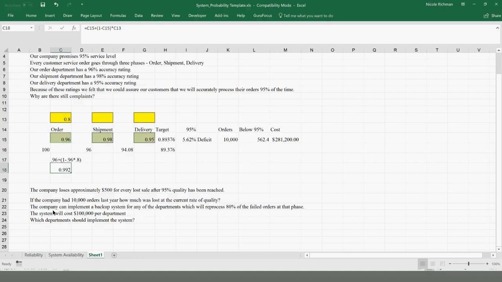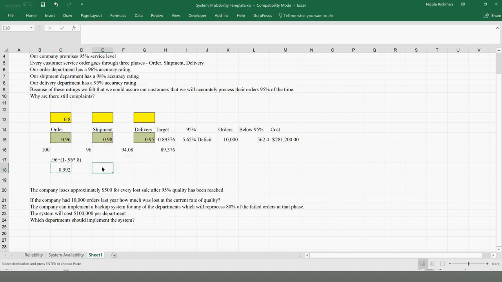So in this case, the company can implement this system for each department, but it costs $100,000 per department. Which departments, if any, should implement this system? Well, it's costing us $280,000. So if we implement it in all three, then we're going to be spending $300,000, which is greater than the cost of losing these orders. So in this case, we wouldn't want to implement them in all three, but let's take a look at if we can implement them in two and improve that quality level.